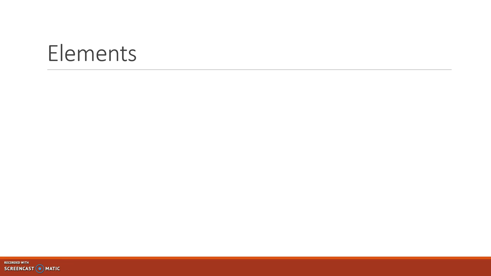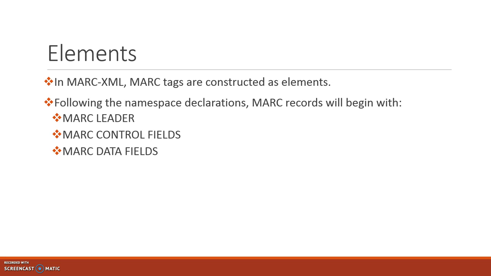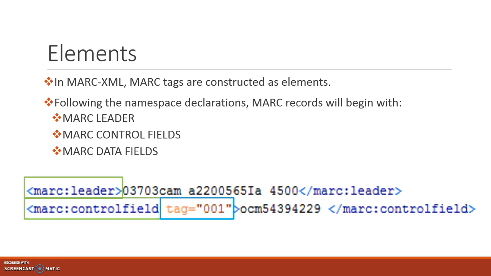Following the declaration and schema information are the elements. In MARC XML, MARC tags are constructed as elements. MARC record elements include the following: MARC leader, and then the MARC control field, and then MARC data fields. In the green boxes down here, we can see that we have our elements.